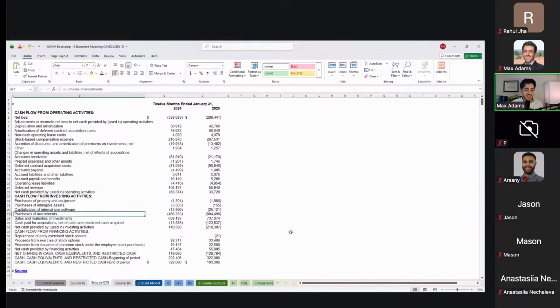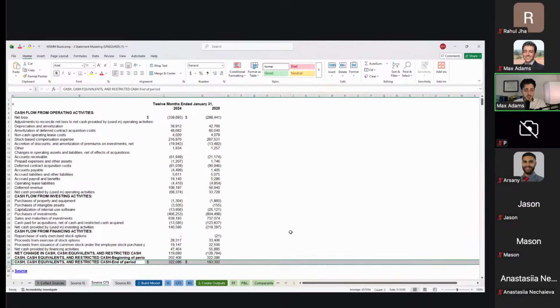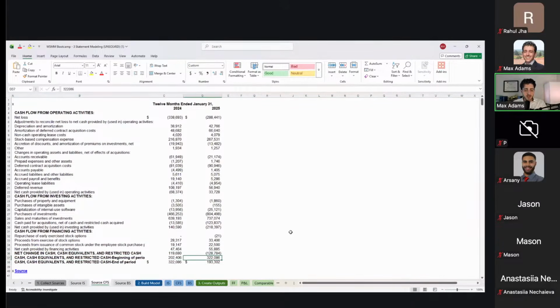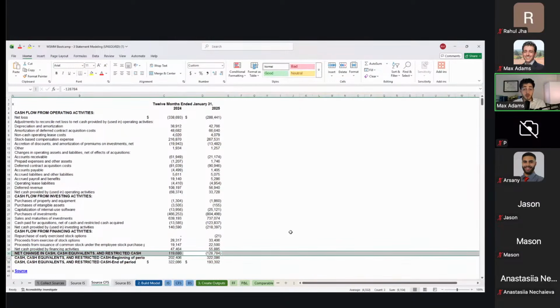Okay, so the second section is the investing activities, where we've got PP&E, purchase of intangibles, capitalization of internal use software, investments, all that good stuff. And then we get to cash flow from financing activities. We've got repurchases of options, proceeds of exercise, proceeds of issuance, net cash. And then at the bottom, we can see what the change was, what it was at the beginning of the year, and what it was at the end of the year. You can see that for 2025, they start out with 300 million of cash. They ended at 200 million because they lost about 100 million.